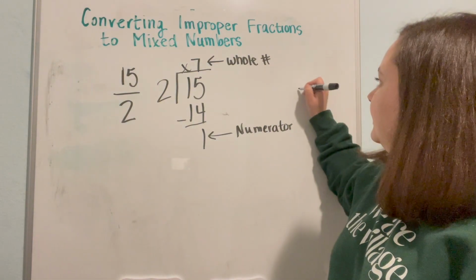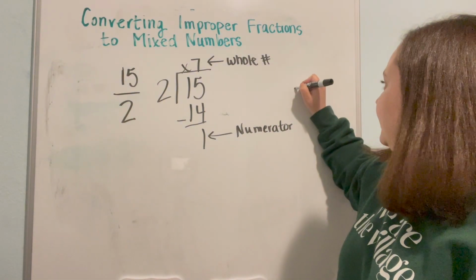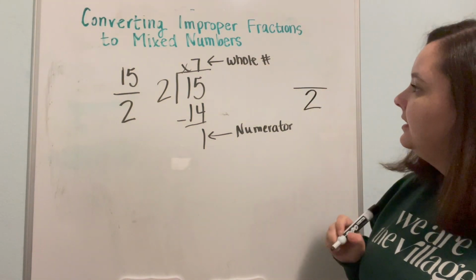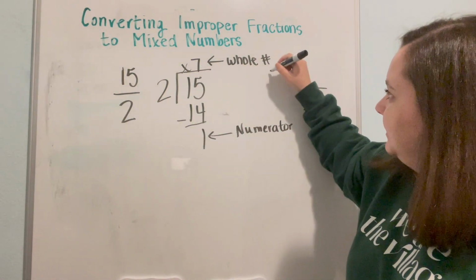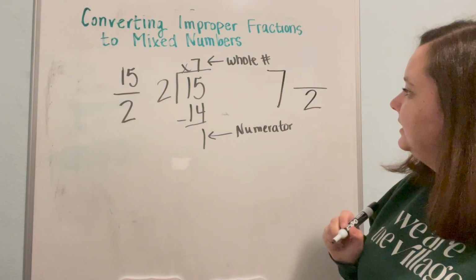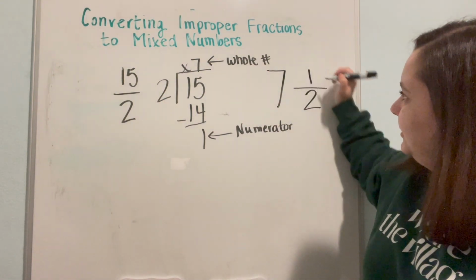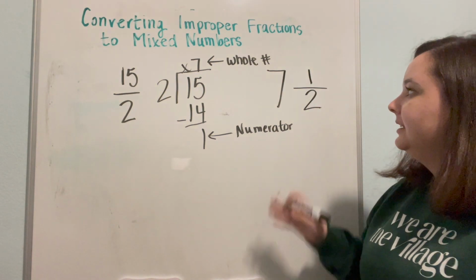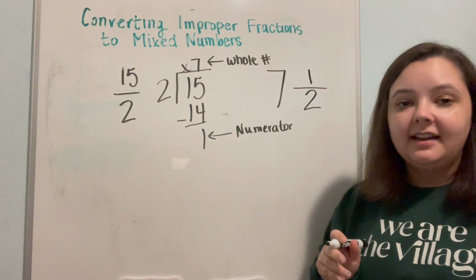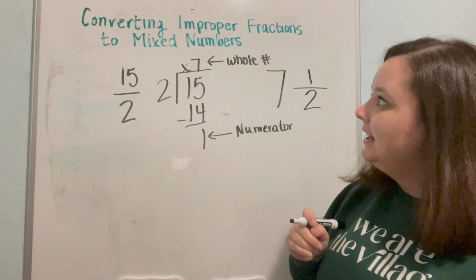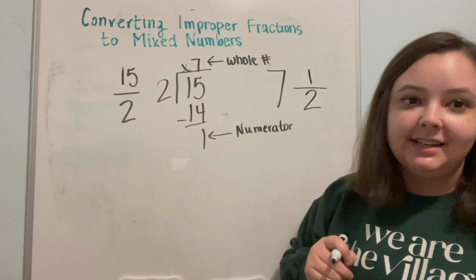So how does that turn into our fraction here? We have a denominator that stays the same. We have our new whole number, which is going to go on the side. And now we have our new numerator of 1. So I have 7 1/2. That is my mixed number version of my improper fraction of 15 halves.